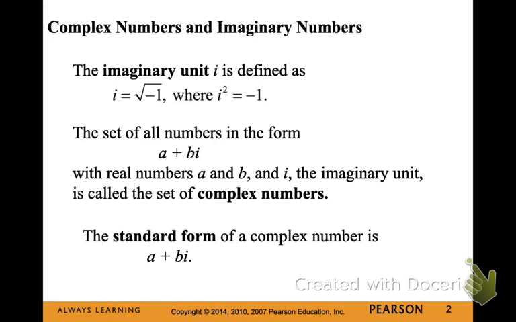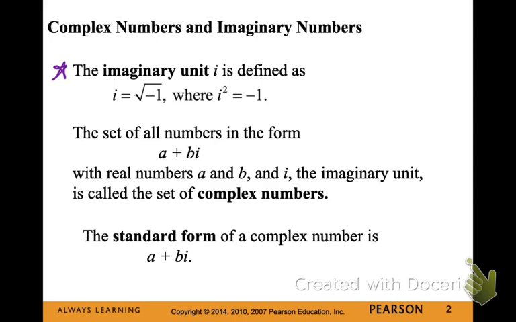So the imaginary unit i is defined as i equals the square root of -1. And then i squared equals -1, because the square root of -1 times the square root of -1 equals -1. Anytime you see i squared in your problem, you need to simplify that by substituting in that real number -1.